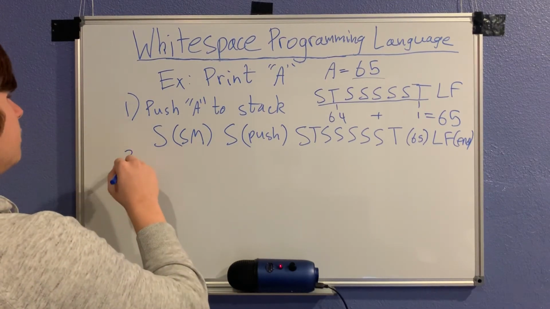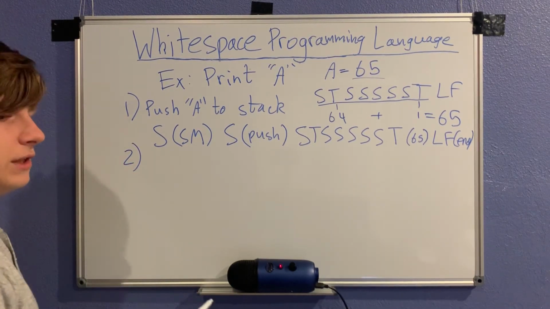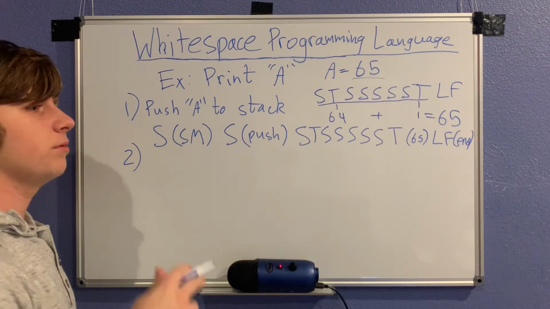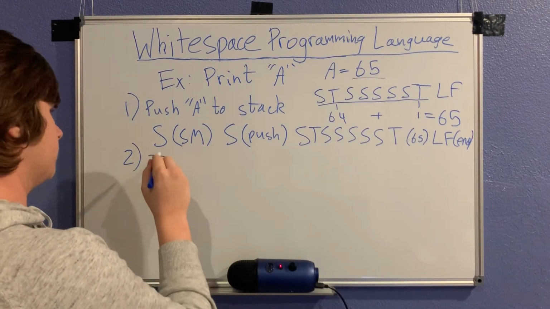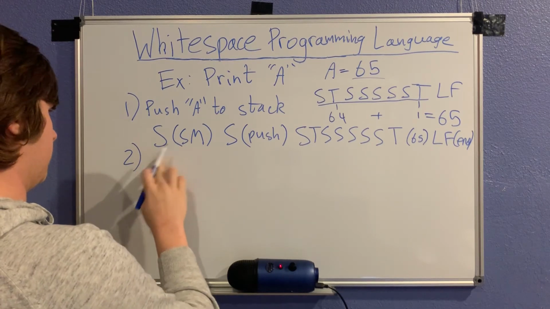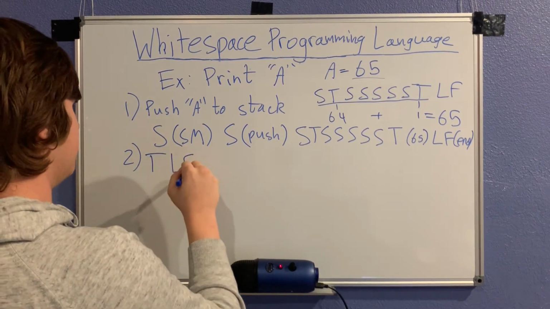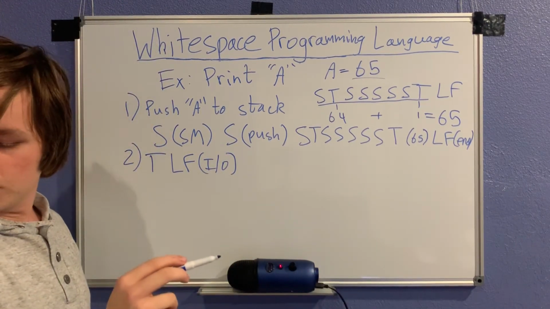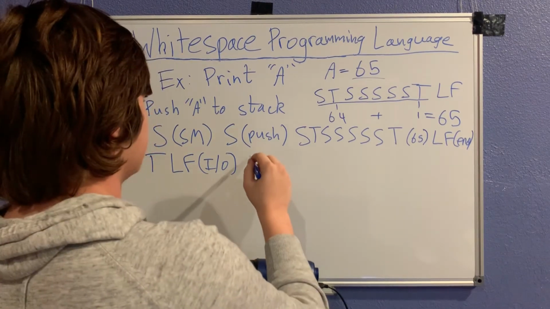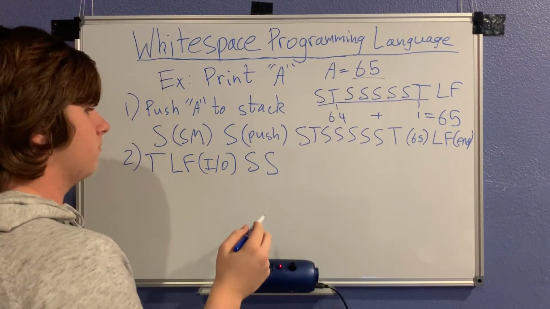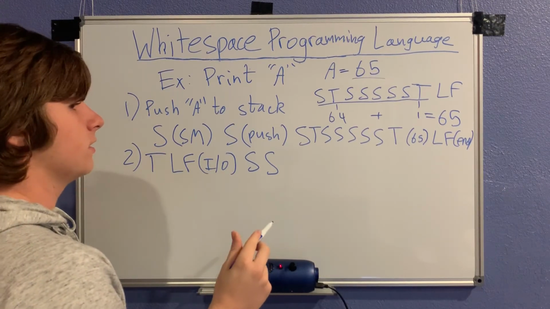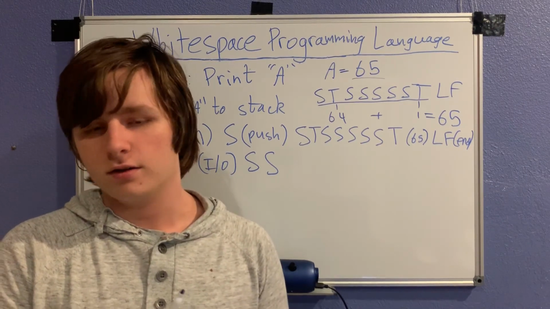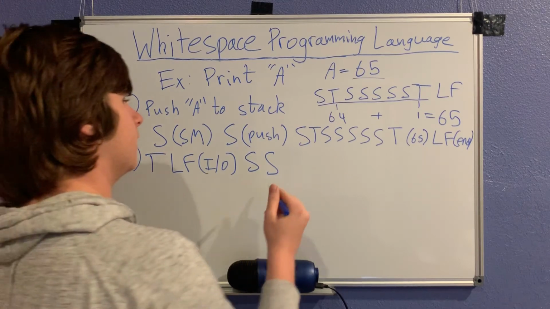Step 2 is you want to actually print the number on the top of the stack. And so the way we do that is we need to use the input-output IMP, and if you remember, input-output was tab line feed. And the print command is just space, space. And I think that's all you need to do, because it doesn't take any parameters, because it just looks at the number at the top of the stack, so no parameters are necessary. So print.